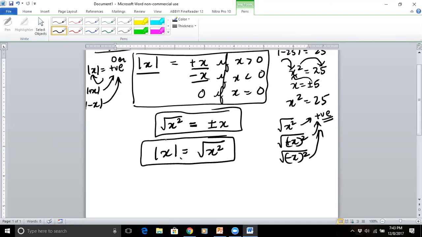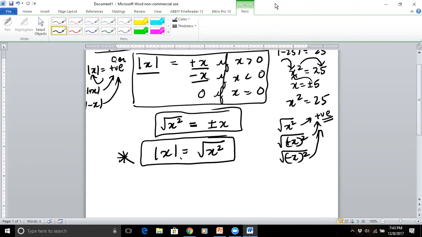Mod of x will always be equal to root of x square because they both give me the exact same solutions. That is, it gives me plus x when x is greater than 0, minus x when x is less than 0, and 0 when x is equal to 0. So a very important concept is that mod of x is always equal to root of x square. Okay? So three things you have to hold on to here.